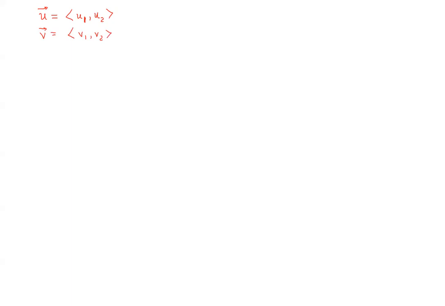Then it turns out that the vector u plus v has coordinates which are exactly sums of the corresponding coordinates. So u1 plus v1 would be the first one, and u2 plus v2 would be the second one. And if you want to scale, you can scale either one, but let me scale u, then its coordinates are going to be lambda u1, comma lambda u2.